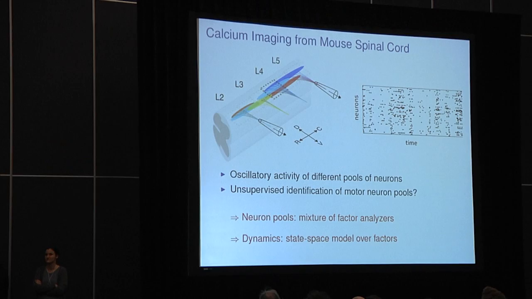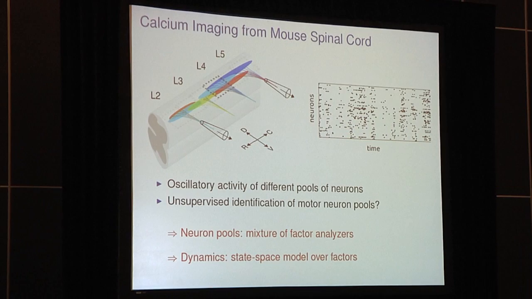This is joint work with Timothy Machado, John Cunningham, and Liam Paninski from Columbia University. In neuroscience, complex neural circuits are often conceptualized or abstracted as consisting of a small number of clusters of highly similar neurons. One model system where this is a pretty good approximation to the ground truth, and in which we were particularly interested, is the mammalian spinal cord. Amongst other things, it consists of disjoint pools of motor neurons which project to different muscles, and those are plotted here in these color plots.